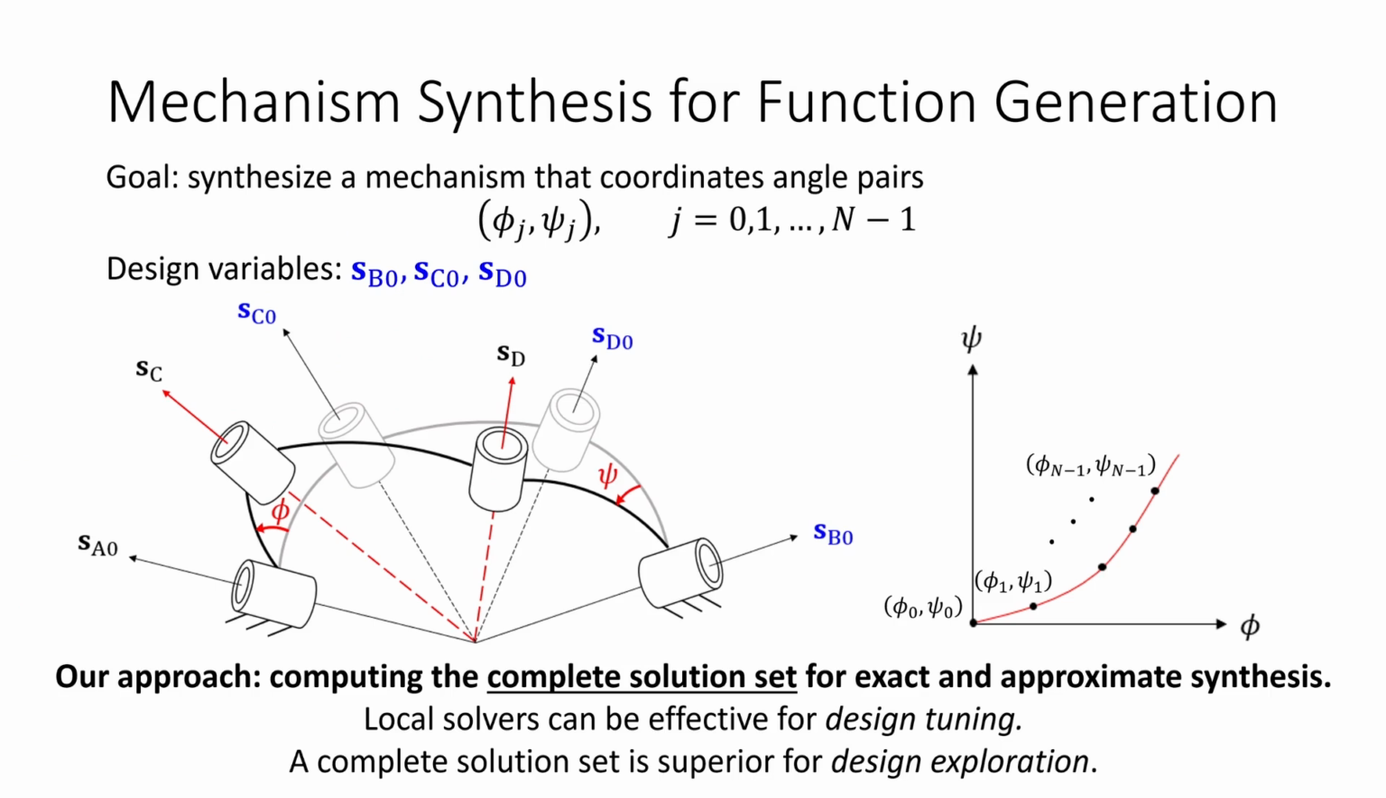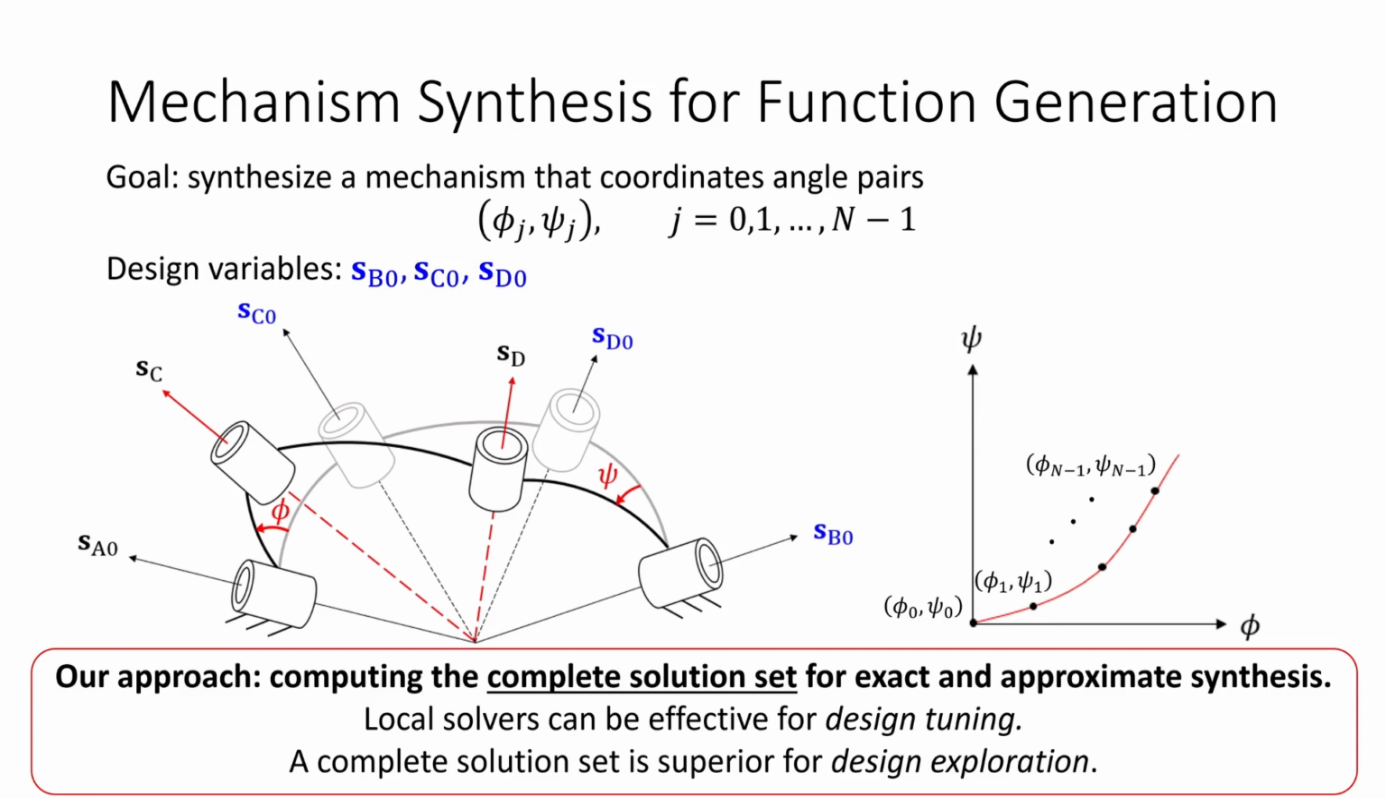We specify a number of angle pairs phi psi and solve for the design variables SB0, SC0, and SD0. Without loss of generality, we specify SA0 to be in the 1, 0, 0 direction. Our aim is to compute the complete solution set for exact and approximate cases of spherical 4-bar function generation. Local solvers can be effective for design tuning when a reasonable starting point is known.